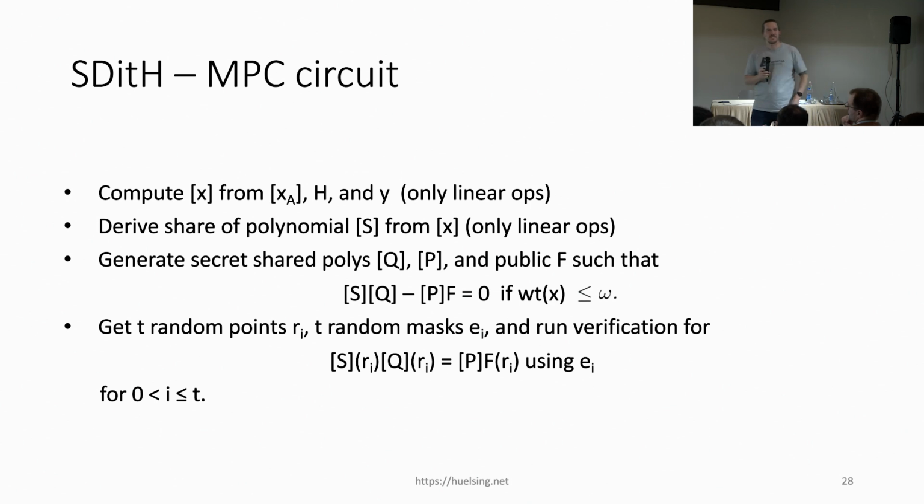So where do you use the multiplication triple from this? To verify this equation, to verify that S evaluated at R times Q evaluated at R is P times F evaluated at R. I have a secret sharing of the right hand side, and a secret sharing of the two polynomials on the left hand side. Then I run the protocol to verify that this is really a multiplication triple.